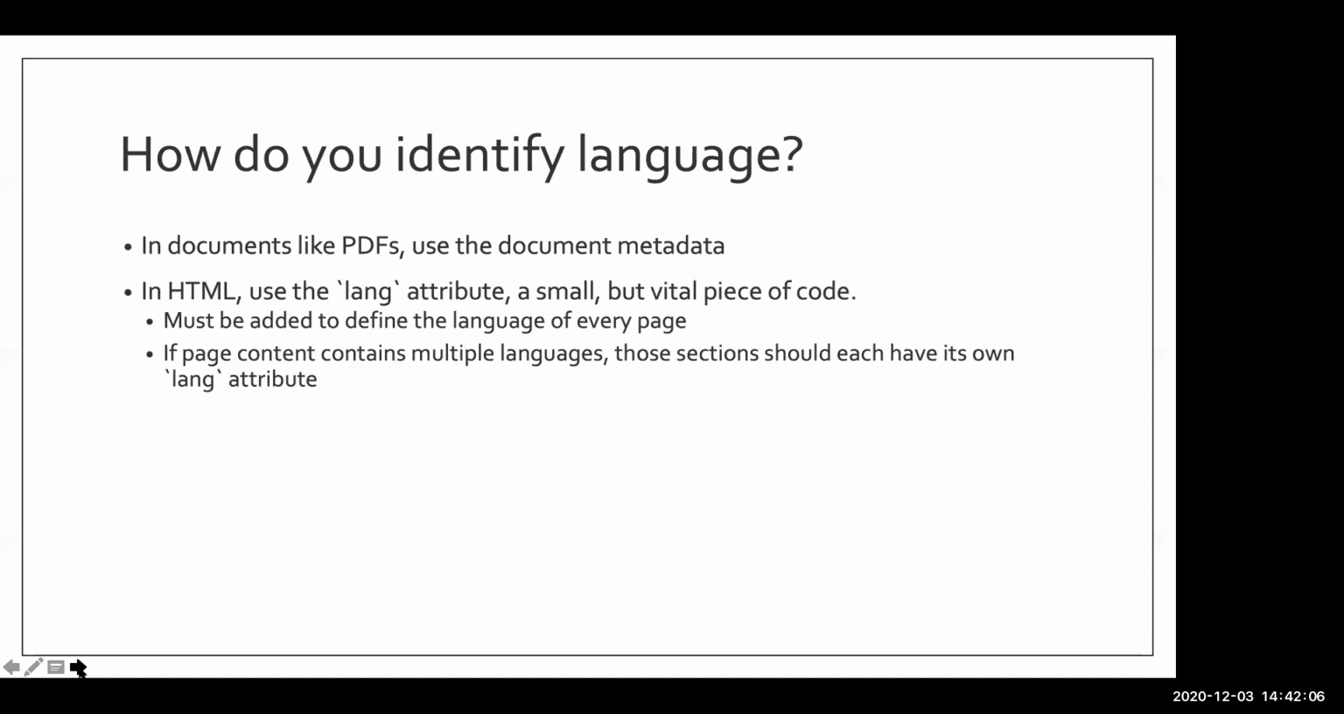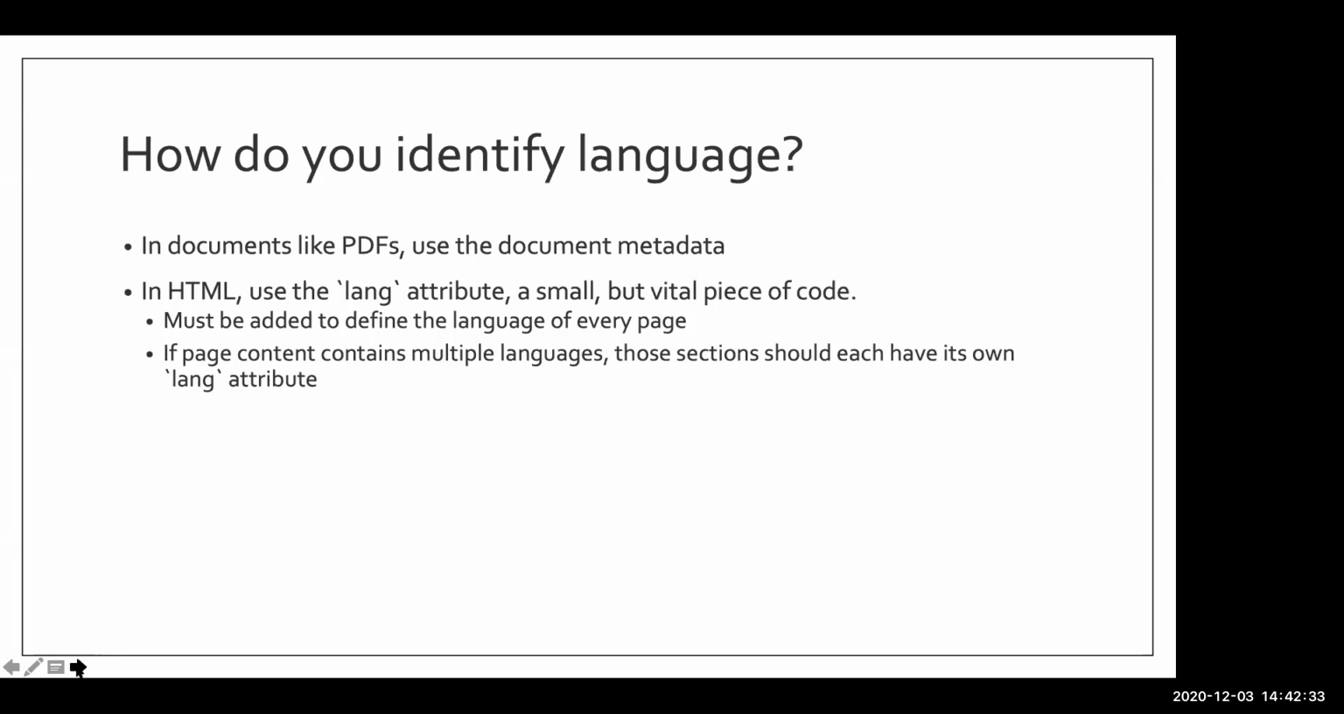Okay, so coming back, we've talked about the importance of it. How do you identify language? In documents like PDFs, you use the document metadata. So you go into the file and you identify what the language of the page is. In HTML, you use the lang attribute, L-A-N-G, the lang attribute. It's small but vital. So you use that to define the language of the page, and then you use it again anytime there's a different language.